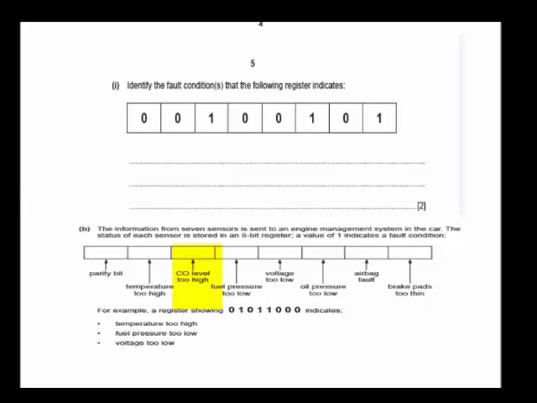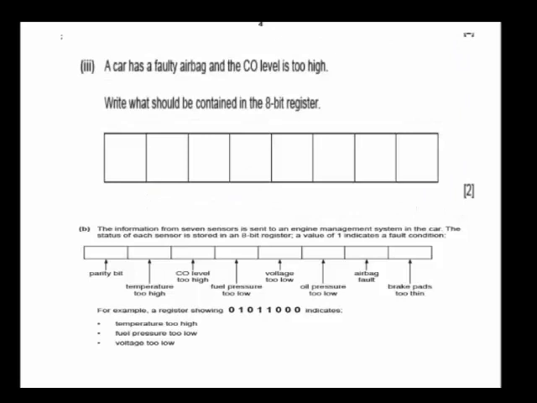So here is 1. So the first fault is CO level too high, and here is 1, so it means oil pressure is too low. And finally here is 1, so it means brake pads too thin. So these are the 3 faults according to part 1 of this question. Now move to part 3 of this question.